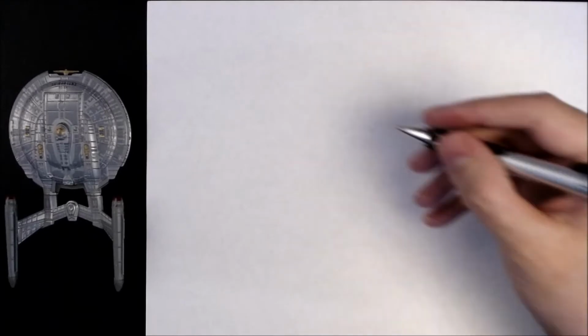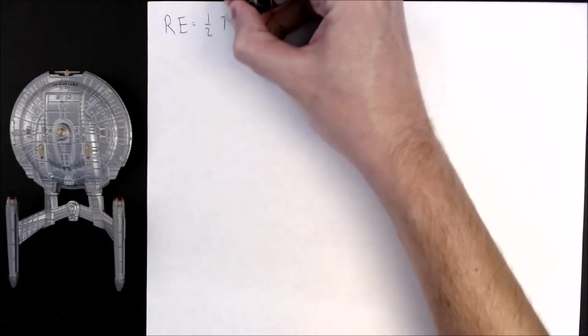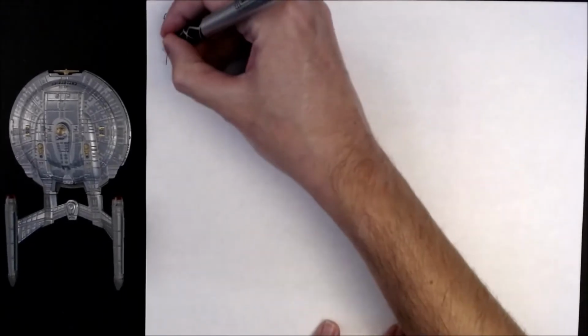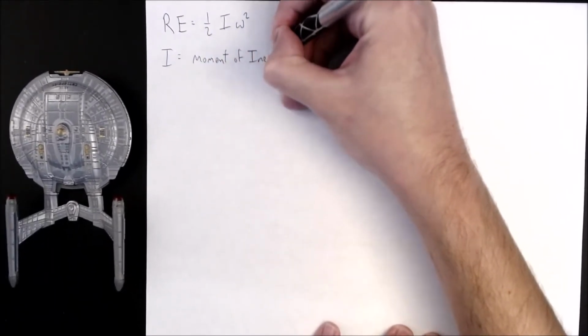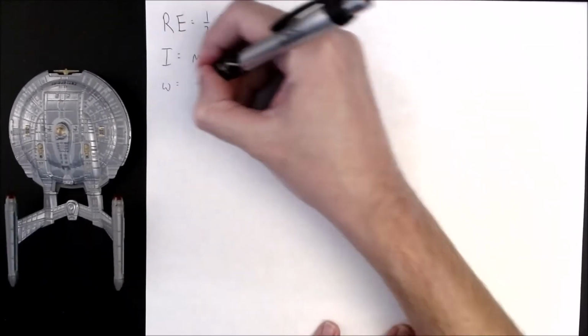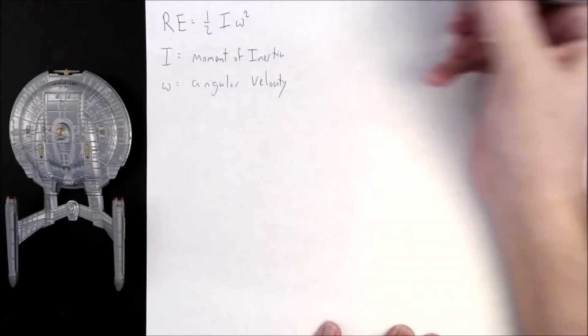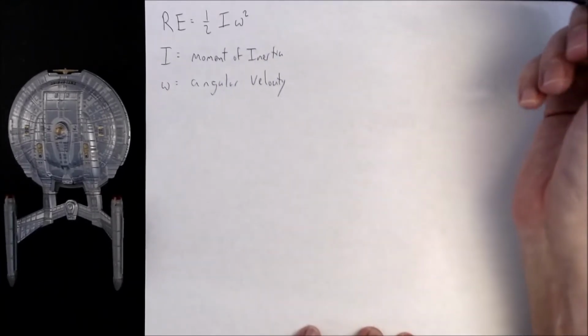One of the most useful things that we'll do with the moment of inertia is use it to calculate the rotational energy of an object. Rotational energy is equal to 1/2 I omega squared. This is going to be very, very similar to kinetic energy and everything like that that we've done before. I is moment of inertia, and omega is angular velocity, just like before. Let's make sure that the units of this make sense.